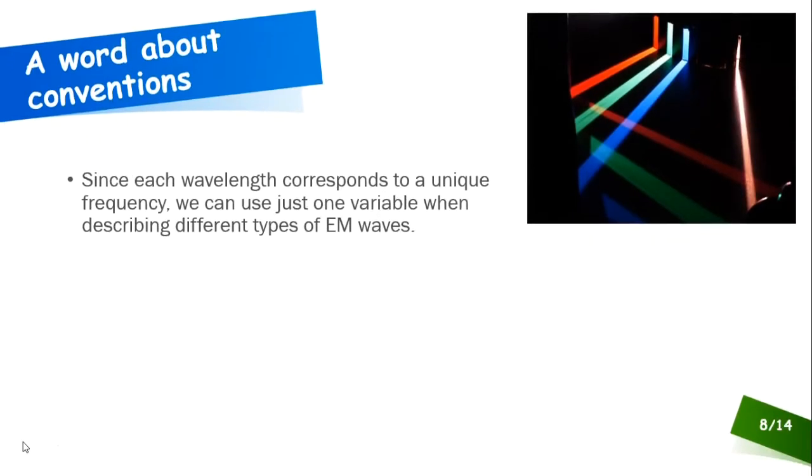Let's talk a little bit about conventions that we use when talking about electromagnetic waves. Each electromagnetic waveform has a wavelength that corresponds to a unique frequency because the speed is set. So we only need to use one of those variables, frequency or wavelength, to describe the different types of EM waves.